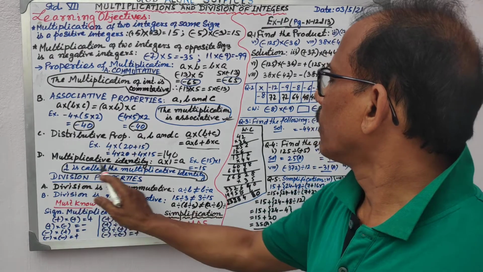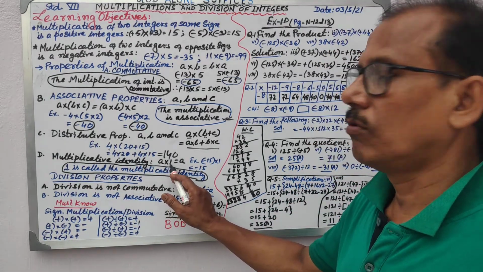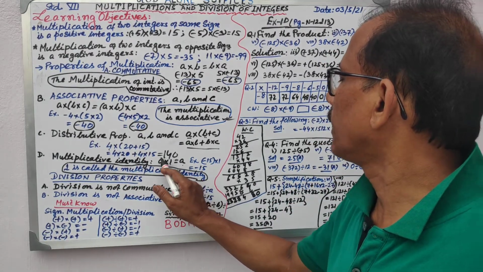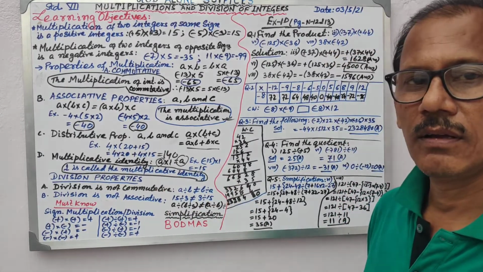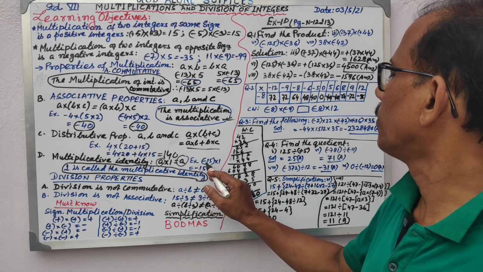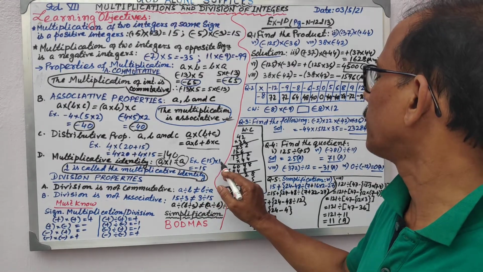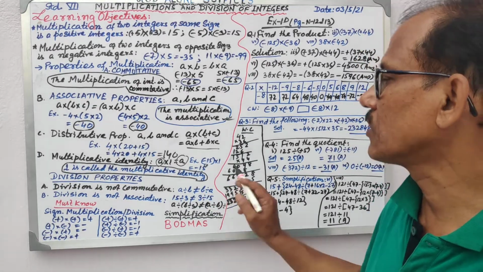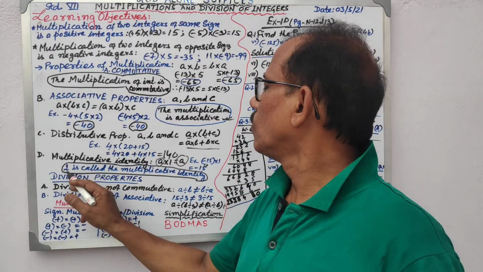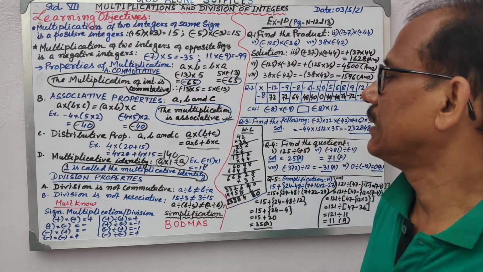See, why? If you multiply any integer by 1, then the value will remain the integer itself. Here is a. If you multiply it with 1, the value will remain a only. Take an example: minus 15, an integer, multiplied by 1 will be minus 15 only, which is the integer itself. I hope you understood it. So 1 is called the multiplicative identity.